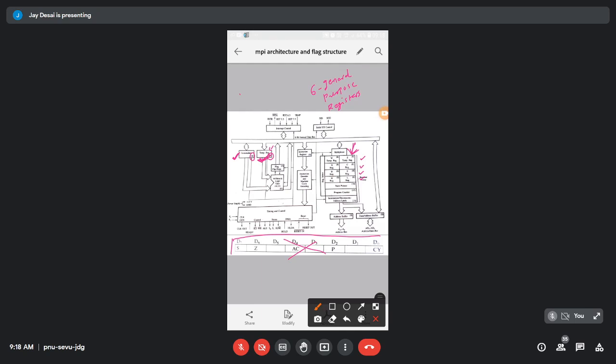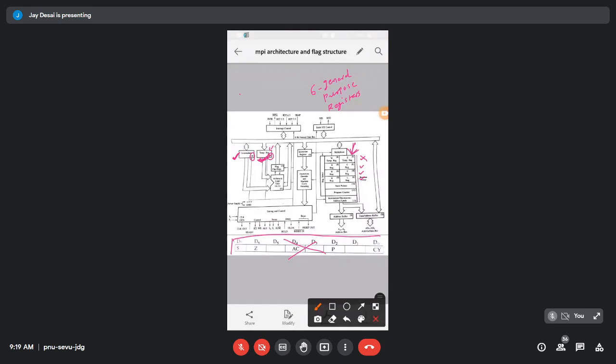I also told the reason for this. Why? W and Z are temporary registers, but they are not user operatable or programmer operatable registers. W and Z only the processor can use; the programmer cannot use them. So we cannot use W and Z. Okay? So how many are left? B, C, D, E, and HL. So these 6 registers, B, C, D, E, H, L, your programmer can use.